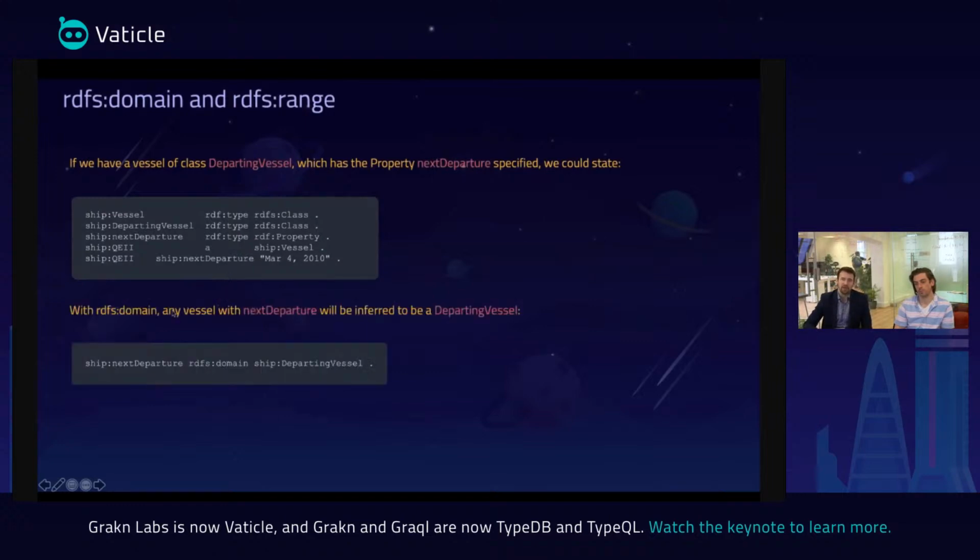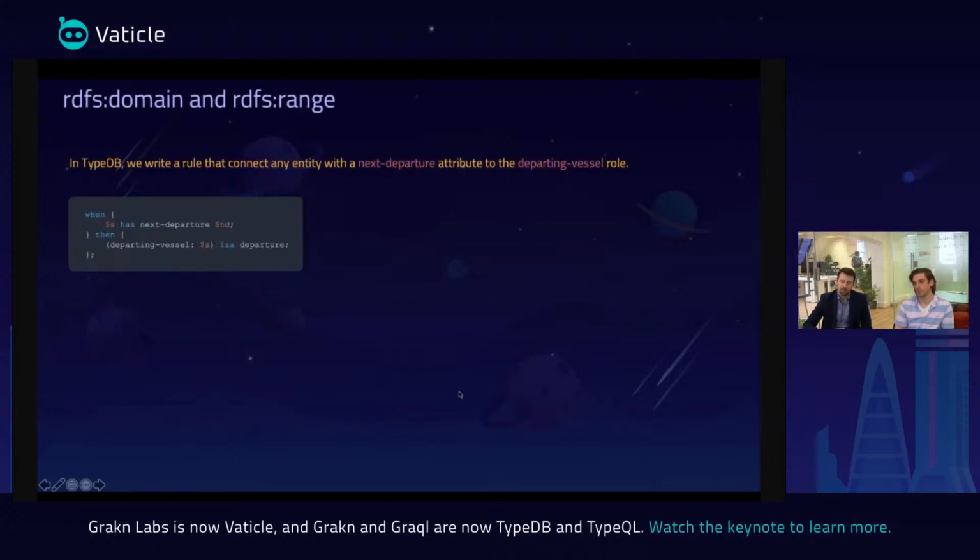Now, with RDFS domain, any vessel with next departure will be inferred to be a departing vessel. And that would make Queen Elizabeth II a member of the departing vessel class. But in TypeDB, we write a rule that connects any entity with the next departure attribute to the departing vessel role. So here, any $S type that has an attribute next departure of any value, so $ND, can play a role departing vessel in a departure relation.